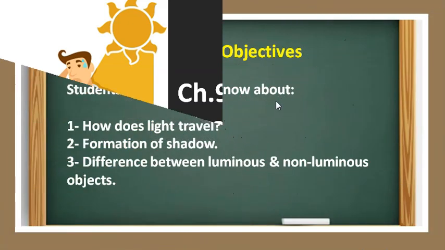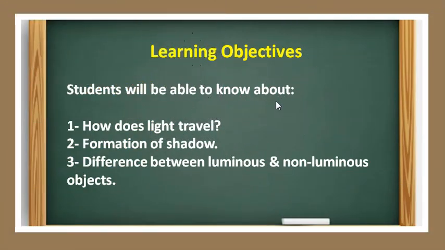By the end of this lecture, we'll cover the following learning objectives: how light travels, formation of shadow, and the difference between luminous and non-luminous objects. These are very new words for all of you. Luminous and non-luminous, but they are really very interesting.